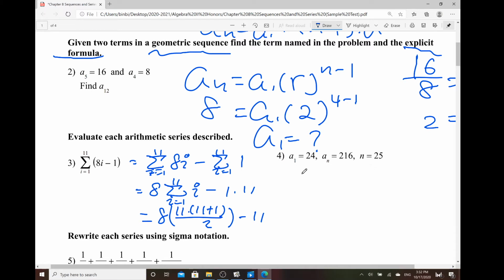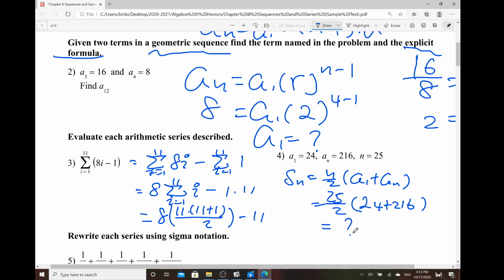And then finding the sum, using the summation formula for the arithmetic series. That one is n over 2 times a sub 1 plus a sub n. Everything's given already, so plug in the numbers and then simply evaluate. So 24 plus 216. So find the sum.